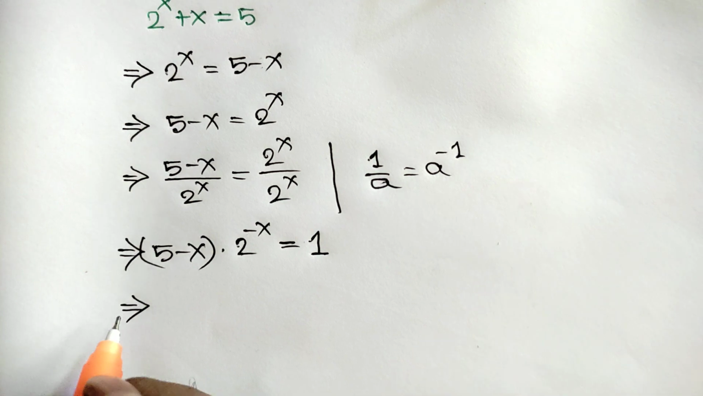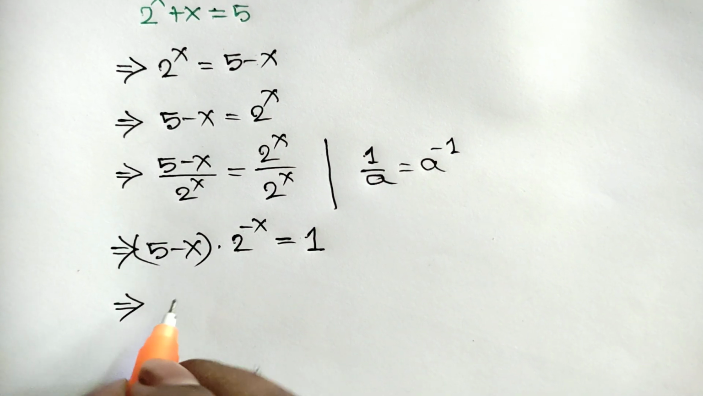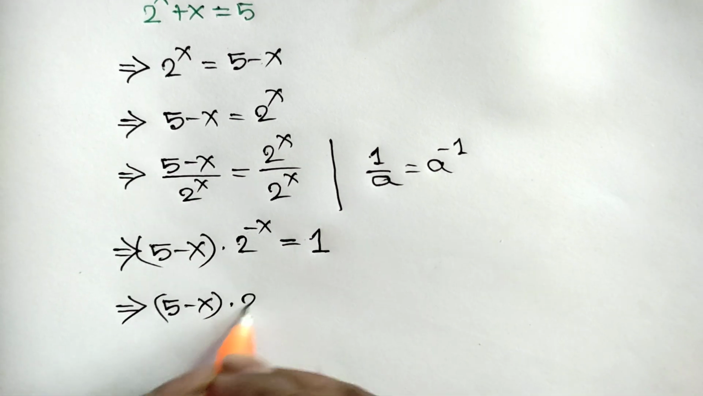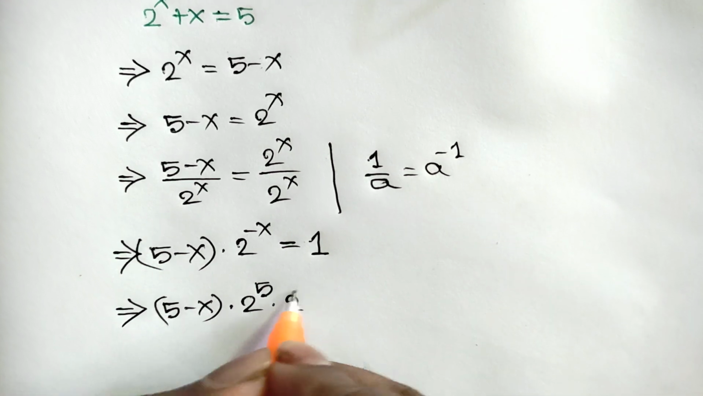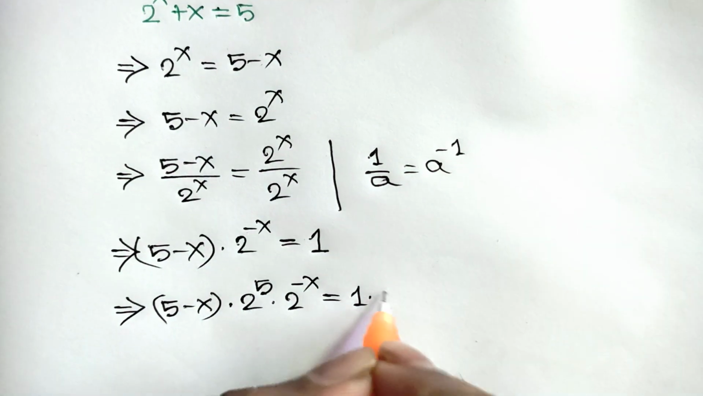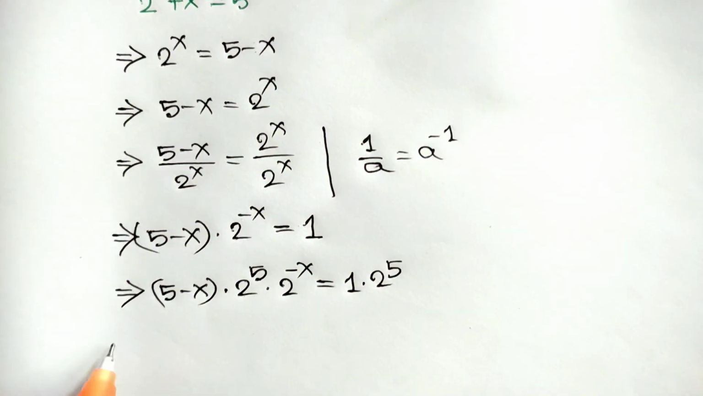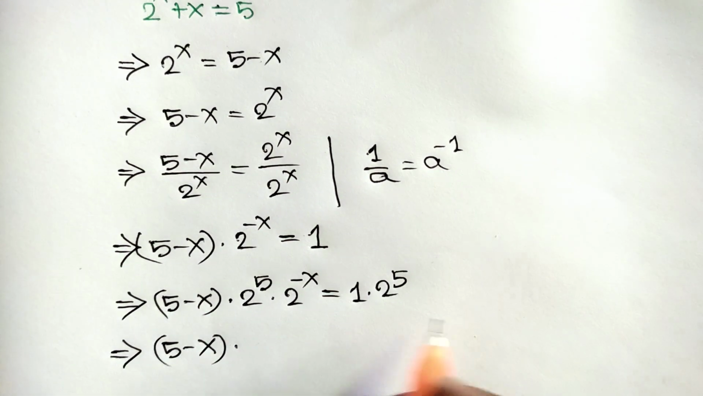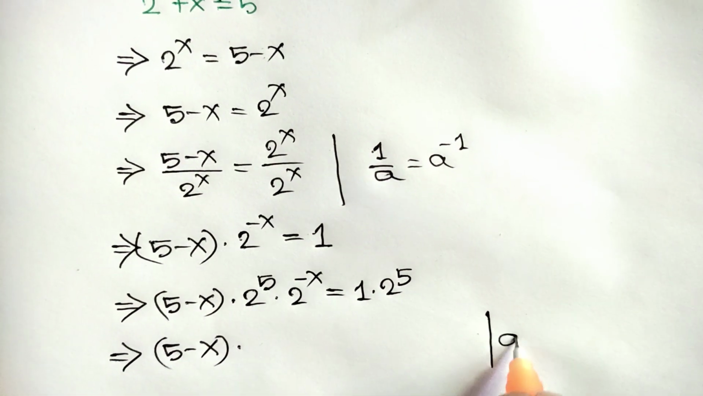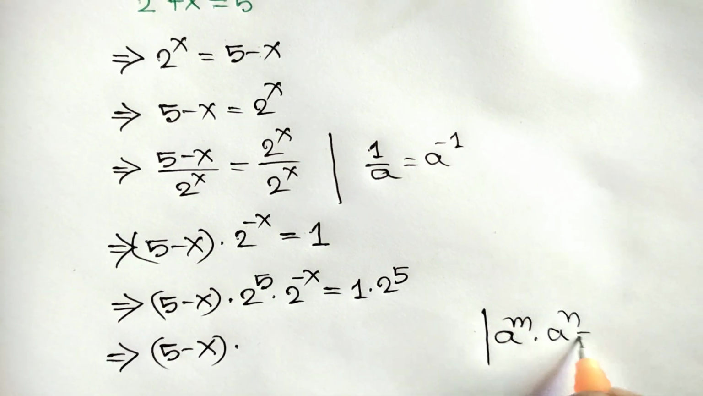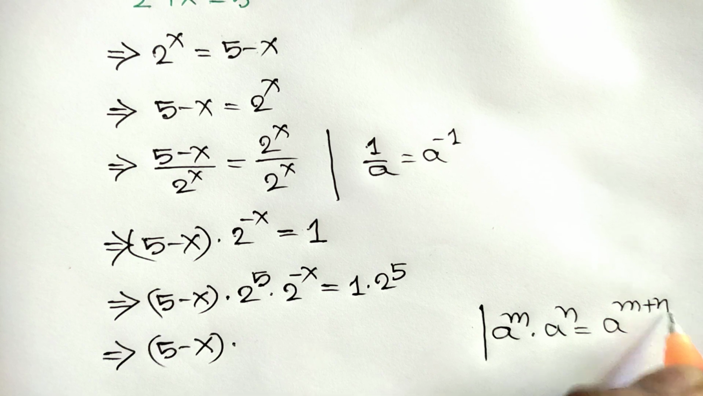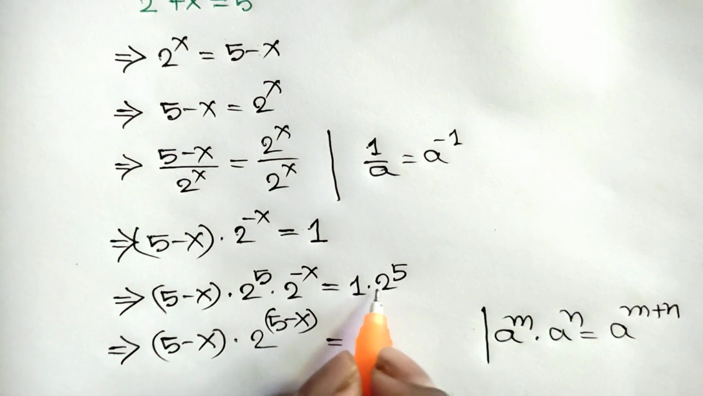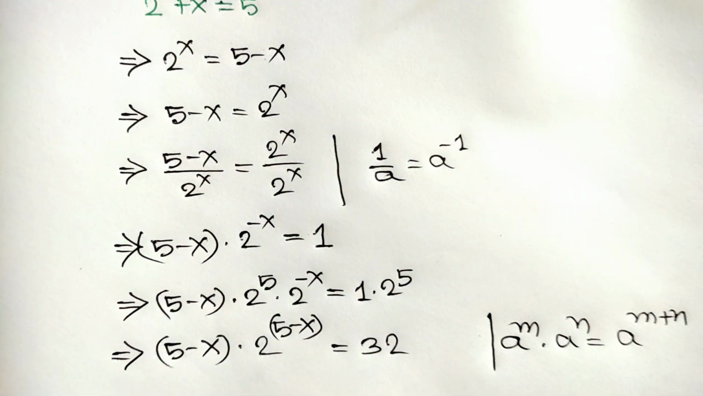Now multiplying both sides by 2 to the power 5, we can write 5 minus x times 2 to the power 5 times 2 to the power negative x is equal to 1 times 2 to the power 5. We know a to the power m times a to the power n is equal to a to the power m plus n, so we can write 2 to the power 5 minus x times 5 minus x is equal to 1 times 2 to the 5, that means 32.